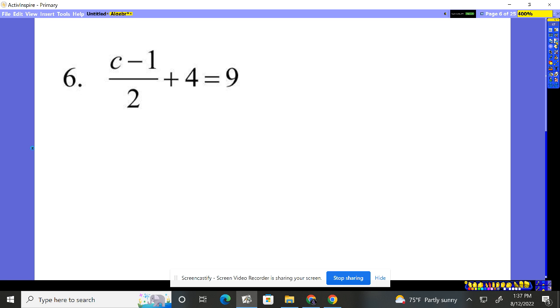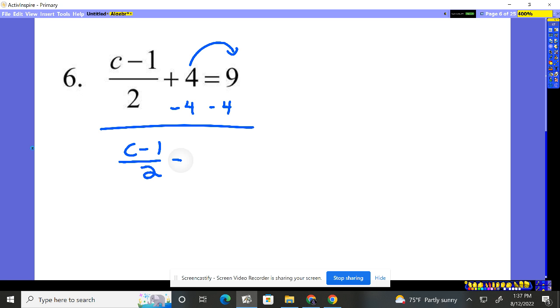Number 6. As soon as I see this, I'm like, oh, I'm going to have to get rid of this dividing by 2. But I'm not going to multiply by 2 yet. I want to move this number over to that side first. So I'm going to subtract 4 to start the problem. And that tells me the c minus 1 over 2 has to come out to be 5. And I can see that because 5 plus 4 is 9. So I can see that the c minus 1 over 2 is going to come out to be 5.